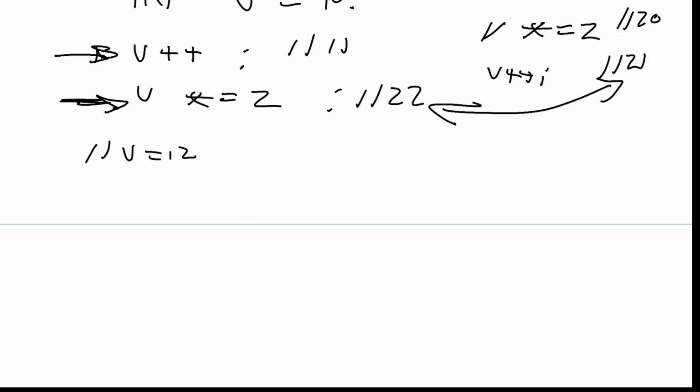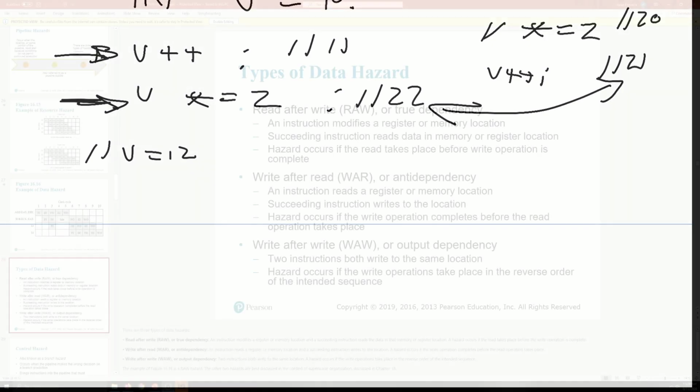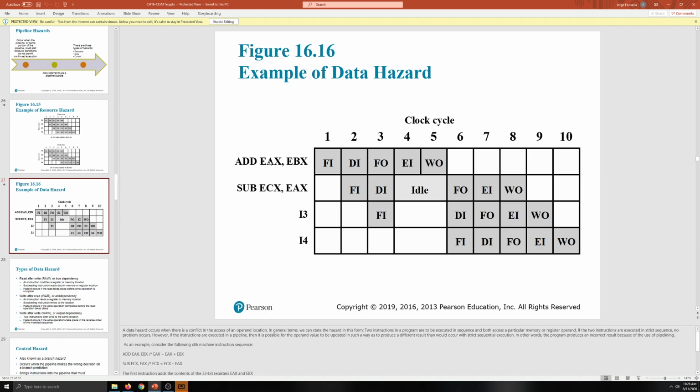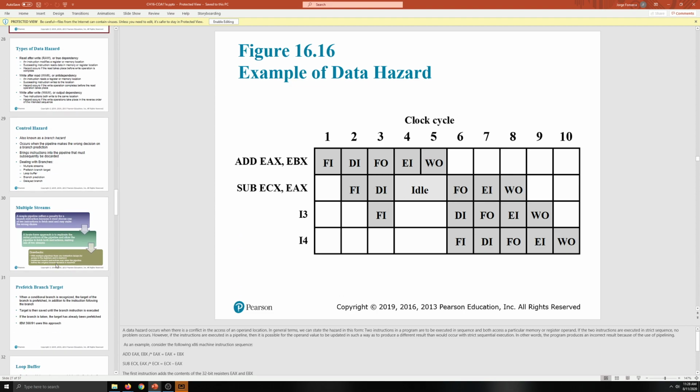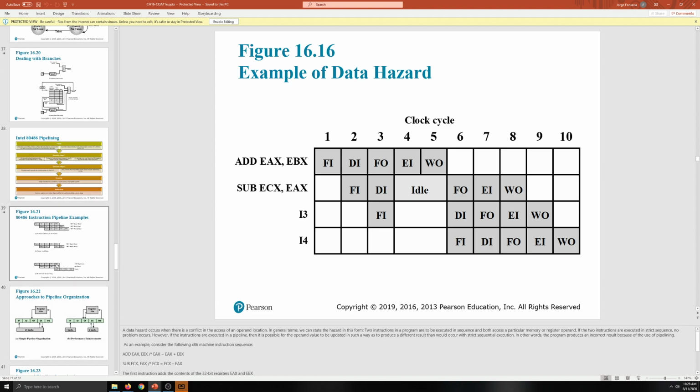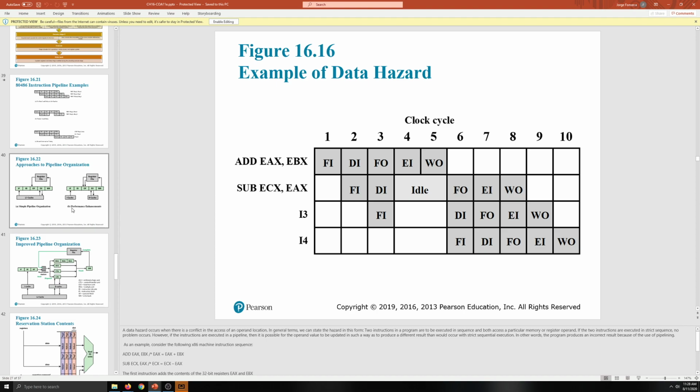Again, the only one that really matters for us is going to be the read after write, because that's the one that can actually cause realistic problems with pipelining, where we have to wait for a computation to finish before we can use that variable in the following computations, which creates these idle scenarios with pipelining. Okay, so I think that pretty much concludes the pipeline organization. Let me see if there's anything else that I wanted to talk about. There's loop buffer, branch prediction.